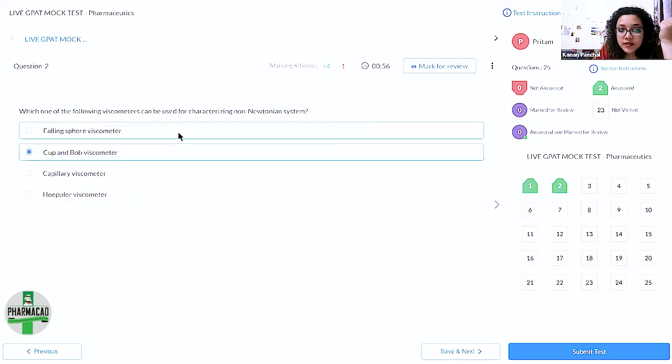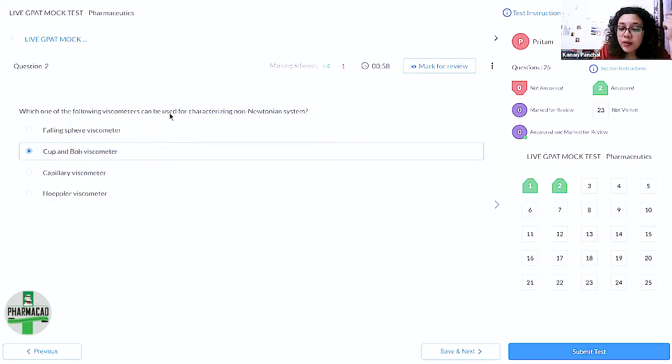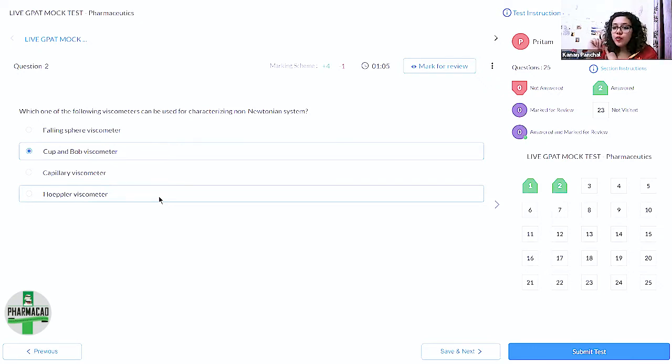Okay, which is this. And this falling sphere is used for your Newtonian systems, right? Capillary viscometer, which is your Ostwald viscometer, then the suspended level viscometer, and falling sphere, all of these are used for your Newtonian type of system. Cup and bob, parallel plate, cone and plate, all of these are used for your non-Newtonian system.